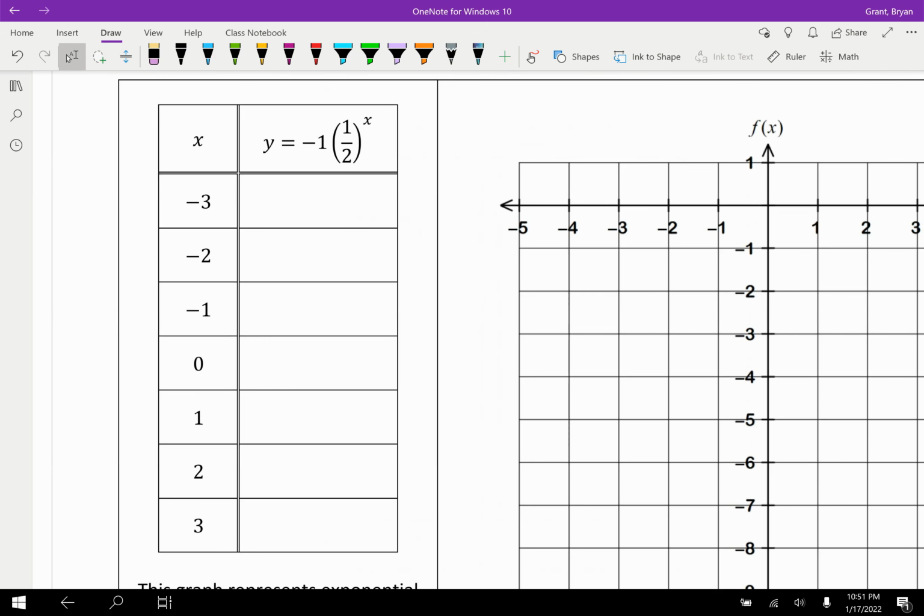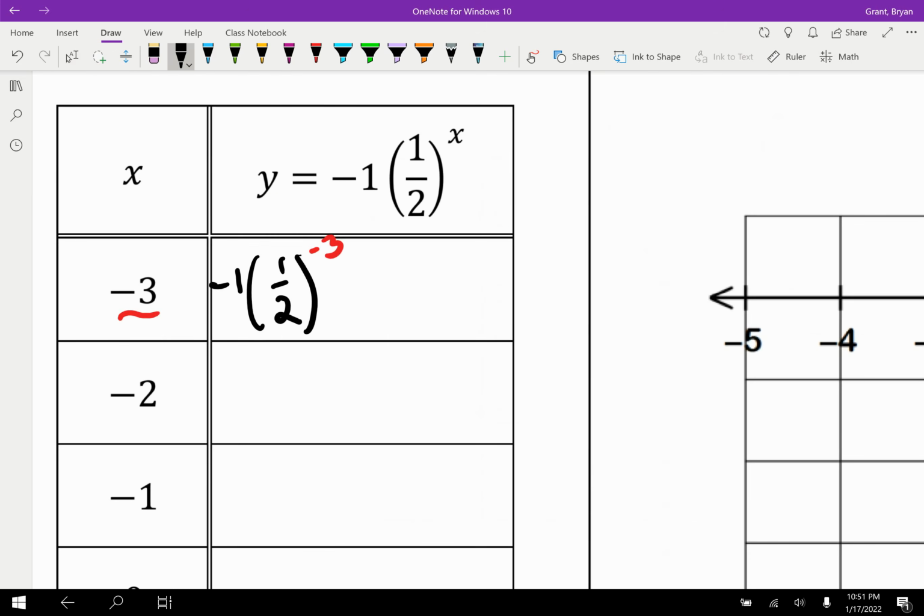Alrighty. I'm going to start with the negatives here. We seem pretty confident with those at this point, hopefully. And so I'm going to take that negative 3 and put it as a power. Now to work this out, I still am going to have the negative 1 out front. The negative 3 is going to flip my fraction.